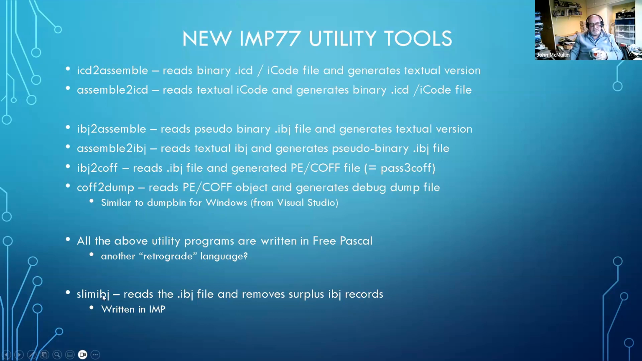Finally, another utility I've just recently scribbled is one that reads the IBJ file, and there are excess IBJ records inside the file. For example, some records are a hangover from the standard permanent routines, and they go through. They're referencing external symbols or routines, but they're not actually used by that particular IBJ file. So it'll remove those and also compress some of the code as well.